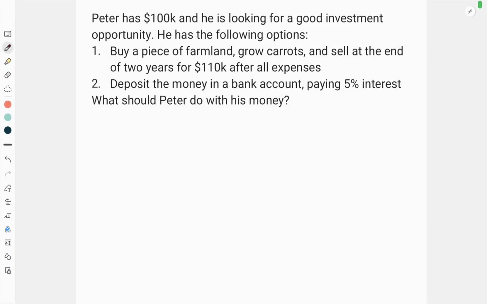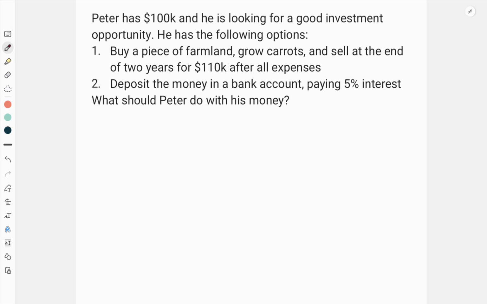So, we are going to talk about this particular example of compound interest with the help of this example. So, let's read the question and then we can talk about it. It says Peter has $100,000 and he is looking for a good investment opportunity. He has the following options.